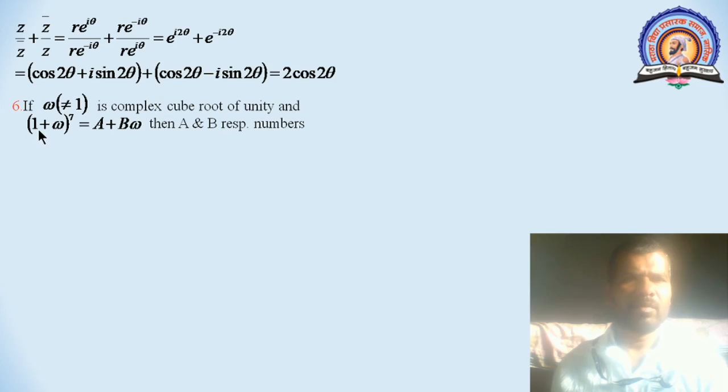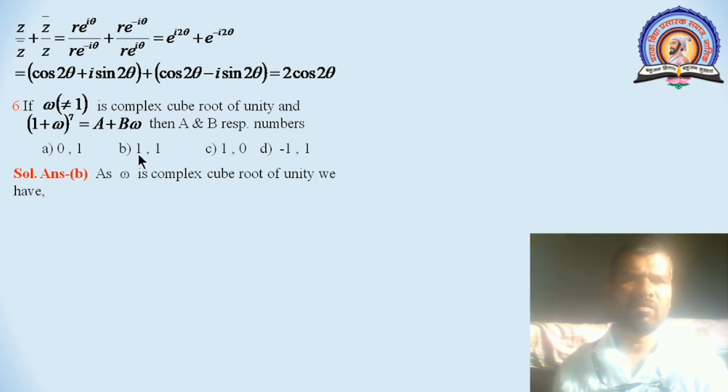Now, the next example is: if omega is not equal to 1, is a complex cube root of unity, and (1 plus omega) raised to 7 is equal to a plus b omega, then a and b respectively are: options are 0, 1; 1, 1; 1, 0; minus 1, 1. The correct option is B, 1, 1.